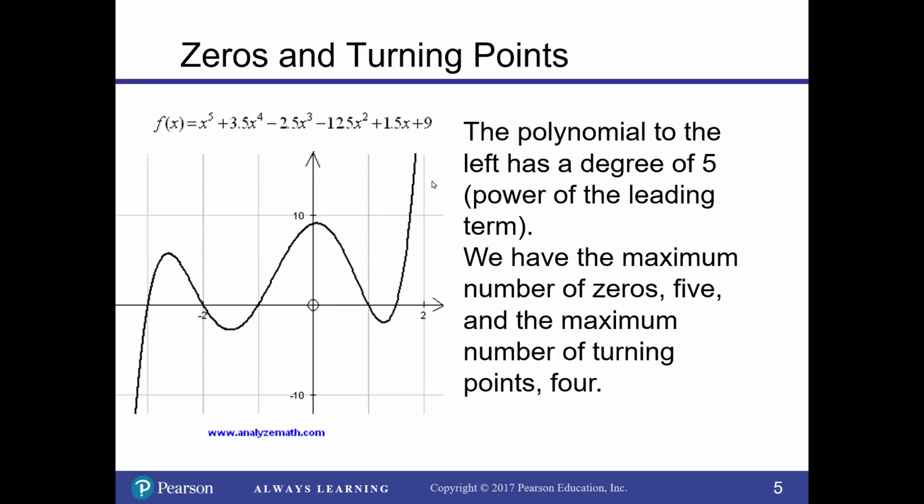So just to show here, this is a polynomial. To the left it has degree 5. This is the graph of it. It has a degree of 5, which is the power of my leading term. So when we talk about degree, it is the power of your leading term. We have the maximum number of zeros, which is 5 in this case.